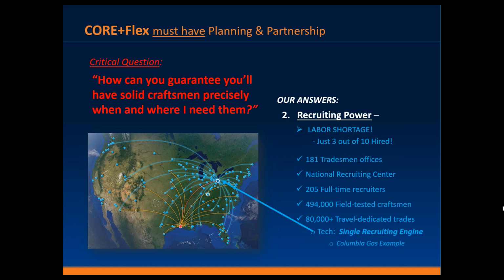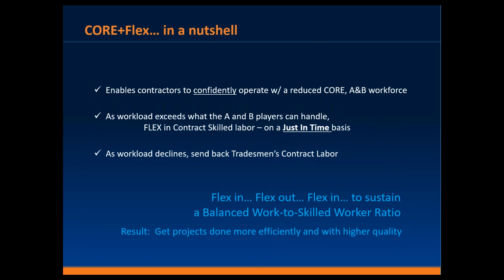Thank you, Ed. So if the partnership is there with Tradesman, then in a nutshell, CORE+Flex enables contractors to confidently operate with and reduce core A and B workforce. It allows that workload to exceed what the A and B players can handle. Flex in contract skilled labor, or what we call just-in-time basis. And then certainly as the workload declines, they're able to send those tradesmen back, i.e. the contract labor. Is that right, Ed?